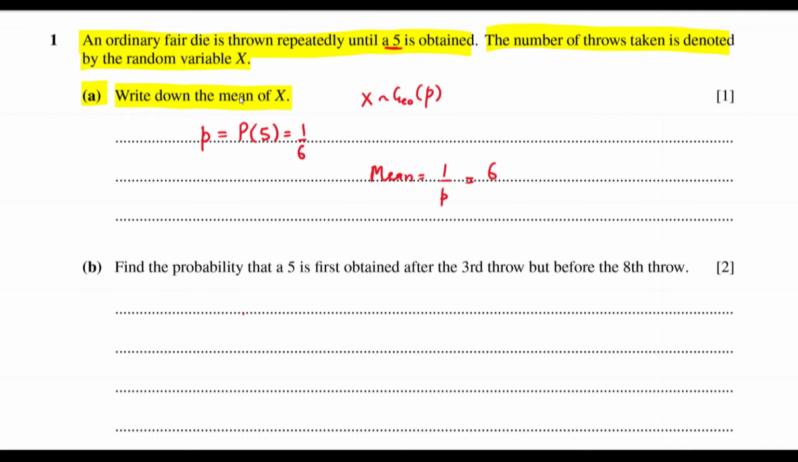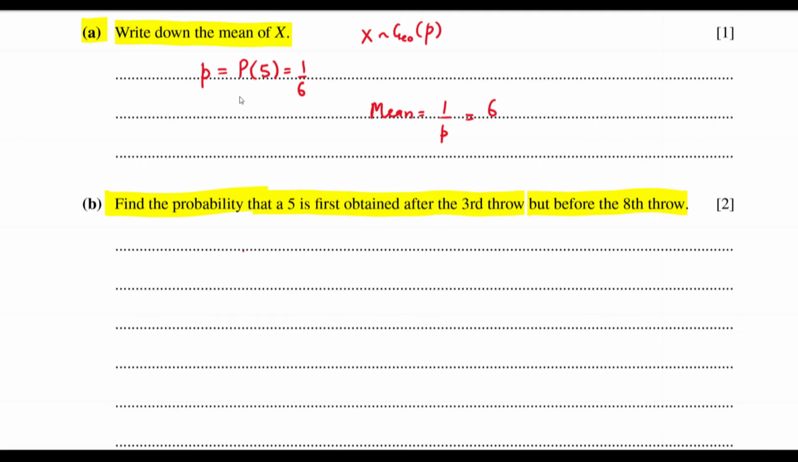And in B part, find the probability that a 5 is obtained after the 3rd throw but before the 8th throw. If we denote it mathematically, x satisfies a geometric distribution, as we have seen, with success probability p, which is 1/6. So the probability we need to find is the probability that x, the number of trials required to get the first 5, is greater than 3 and less than 8. So this is what we need to find.